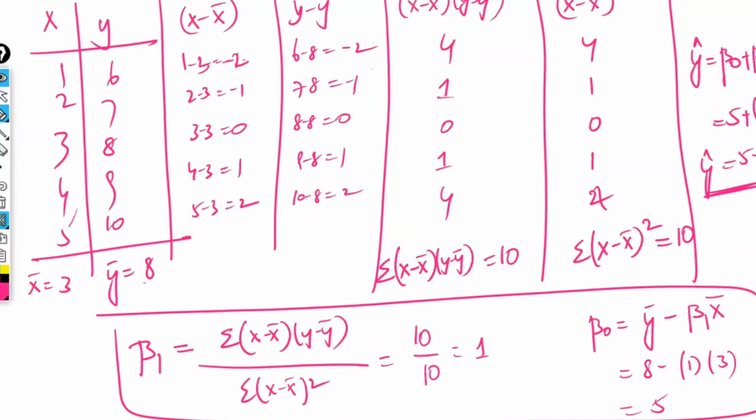Why are you considering square? Because some of the errors can be positive, some errors can be negative. If I do the sum in this case, what happens? The sum is going to be 0. So that is the reason we are going to do the squares of the errors. Otherwise, it will be 0.